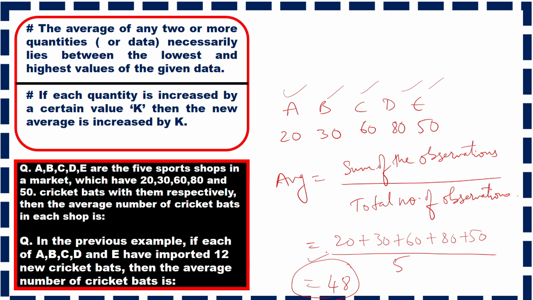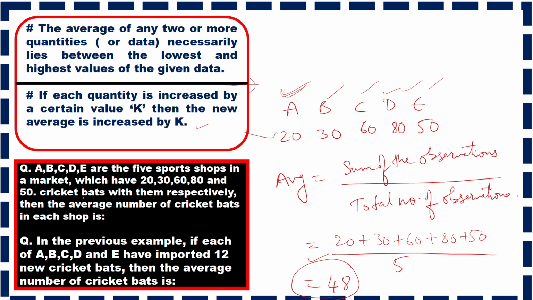It doesn't mean that in reality each shop has 48 bats. In the case of A, in reality A has 20 bats, but the average is 48. In reality D has 80 bats, but the average is 48 bats. If we consider property number 2, if each quantity is increased by a certain value k, then the new average is increased by k.